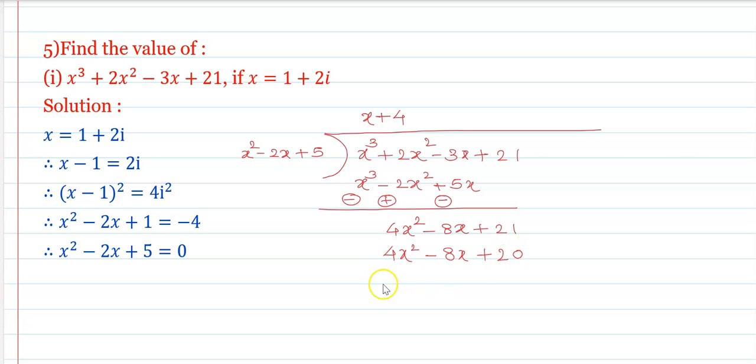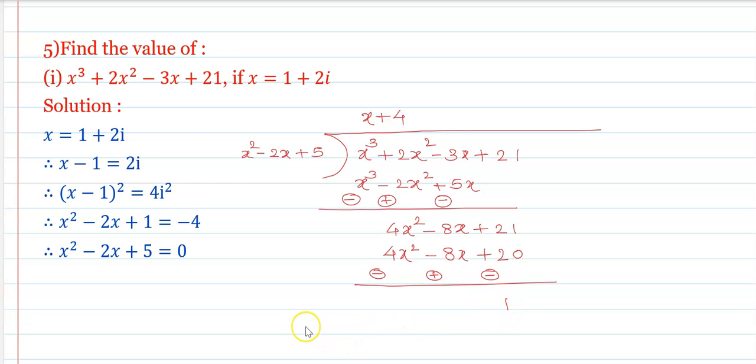Now in division, we have to change the sign. Therefore you will get a minus, plus, and again minus. Plus 4x square minus 4x square get cancelled. Plus 8x minus 8x get cancelled, and the remainder is 1.